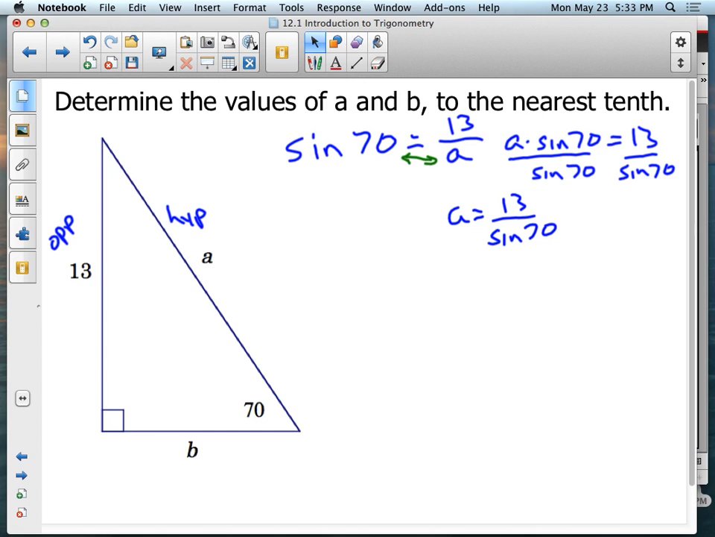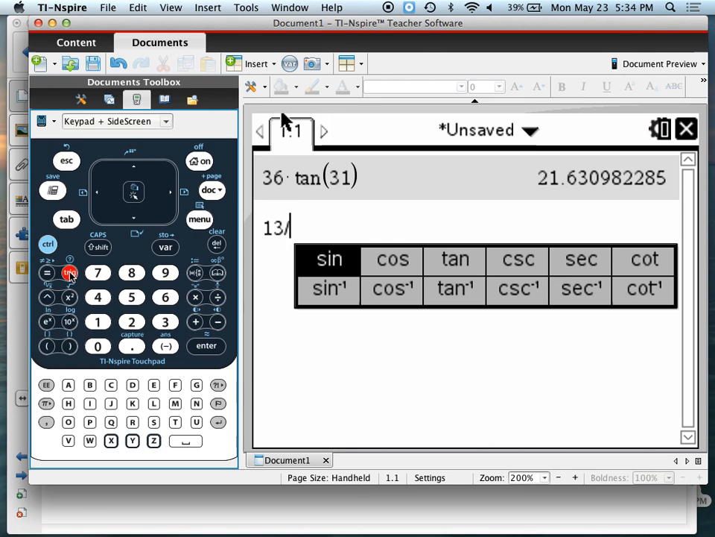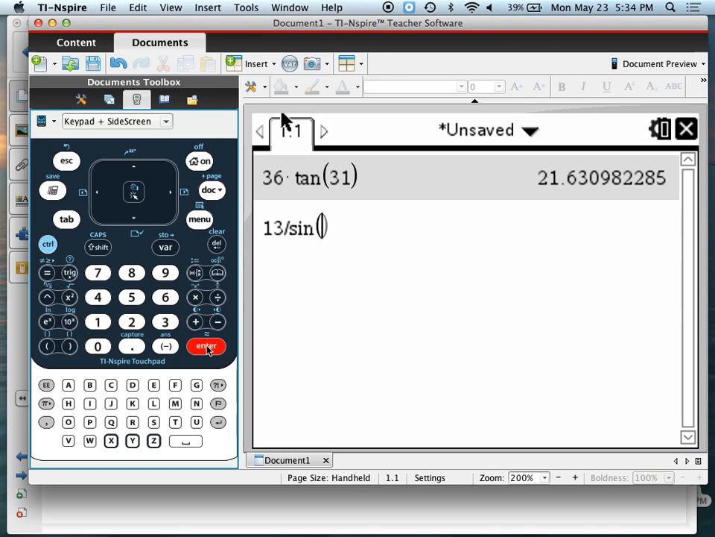Let's go to the calculator, find our value. So we have 13 divided by, let's go to that trig button again and get sine. Sine of 70. And I'm rounding that answer to the nearest tenth, 13.8.